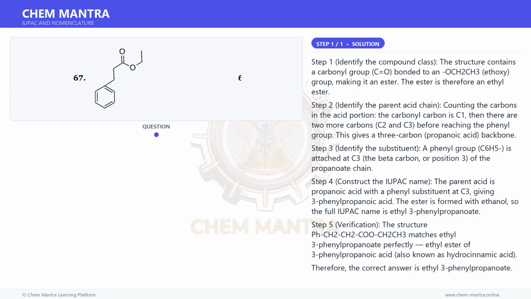Step 5. Verification. The structure Ph, CH2, CH2, CO2, CH2, CH3 matches ethyl 3-phenylpropanoate perfectly. Ethyl ester of 3-phenylpropanoic acid, also known as hydrocinnamic acid.